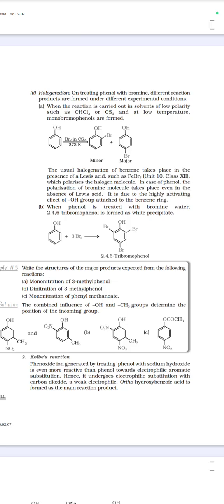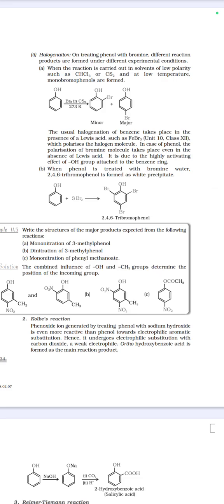The usual halogenation of benzene takes place in the presence of a Lewis acid such as FeBr3, which polarizes the halogen molecule. In the case of phenol, the polarization of the bromine molecule takes place even in the absence of a Lewis acid. It is due to the highly activating effect of the OH group attached to the benzene ring. When phenol is treated with bromine water, 2,4,6-tribromophenol is formed as a white precipitate.